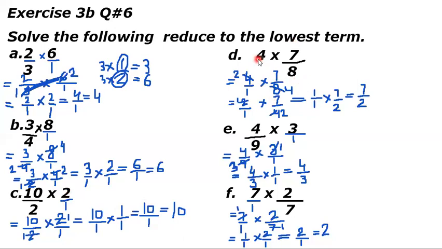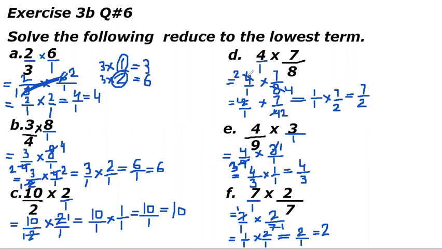Okay, the question is 4 multiplied by 7 by 8. 4 is a whole number, 7 by 8 is a fraction. The first step is we will change the whole number into a fraction. How can we change a whole number into a fraction? By writing 1 in the denominator. Now this is a fraction, 4 by 1. Look, 4 by 1 multiplied by 7 by 8. Now we will check this diagonally. Okay, this is the first fraction, second fraction.